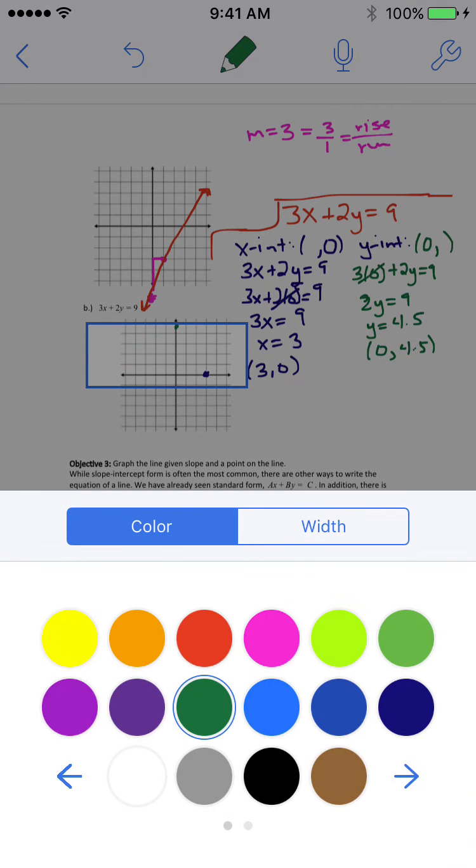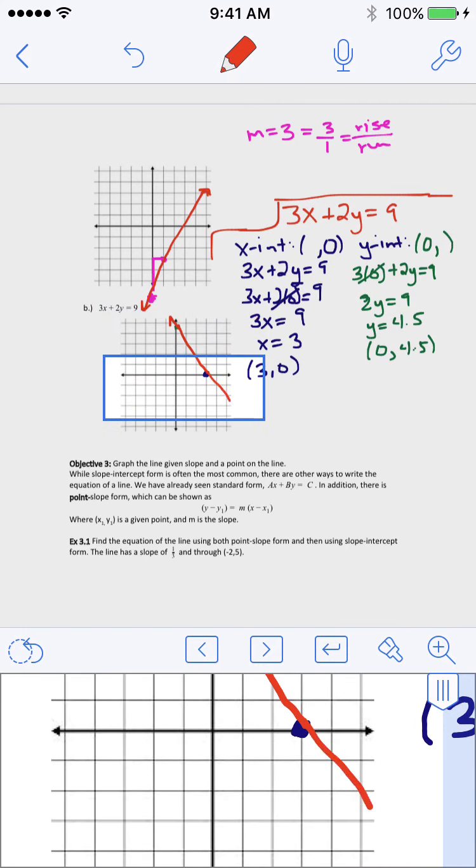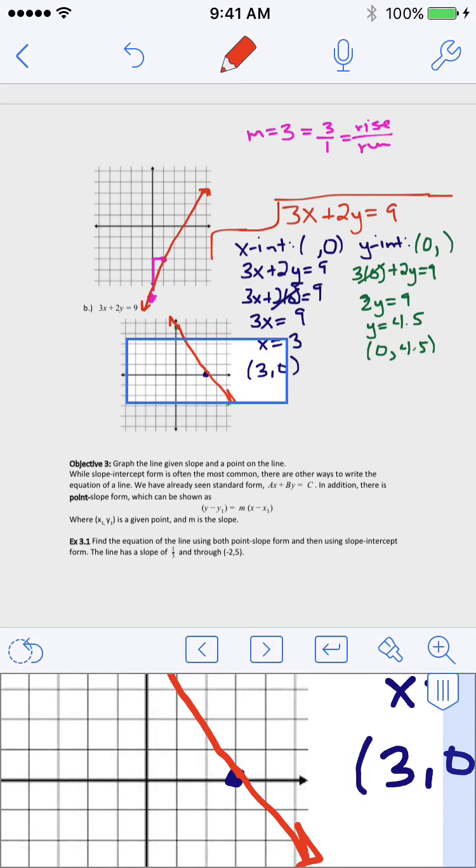And any two dots make a line. So let's connect those two, let's do it a little better. Let's connect those two dots. I'm going to extend it the whole length of the graph. And I have my line for the equation. Alright, that's the first way.